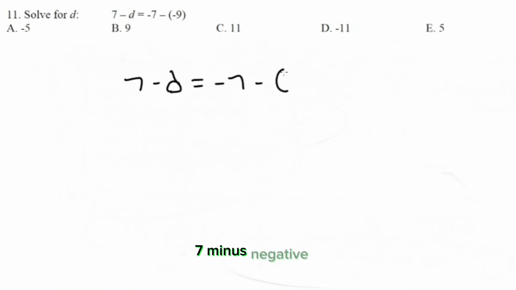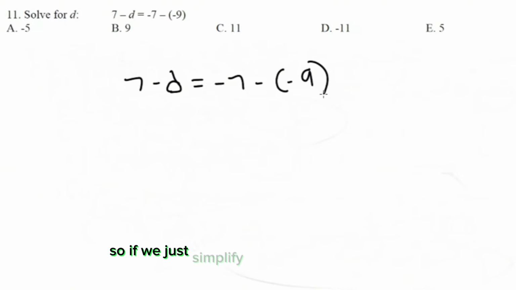Next, solve for d. 7 minus d is equal to negative 7 minus negative 9. So what we can do is, we can do 7 minus d is equal to negative 7 minus negative 9. If we just simplify this part of the equation, we can solve it much quicker.